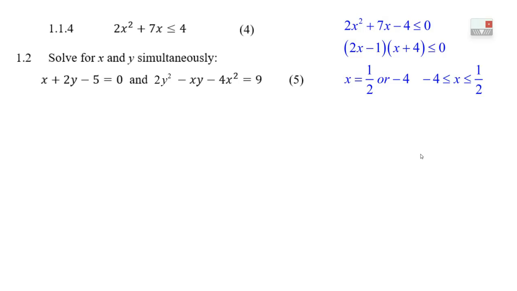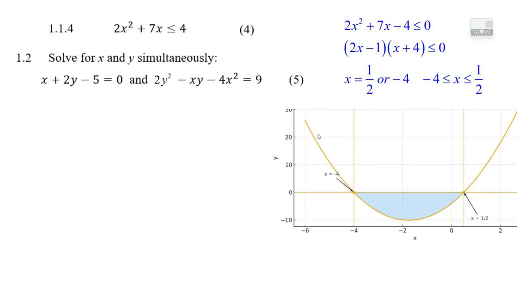I asked ChatGPT to give me a visual explanation of why this is the answer. X is less than a half or greater than minus 4. And this is what it did. It made the parabola, and it made it in blue, all the places where the y value is going to be negative, where this product is going to be less than 0. And it's in between minus 4 and 1/2. So x is less than or equal to a half, and it's greater than or equal to minus 4. That's the solution set right in here.